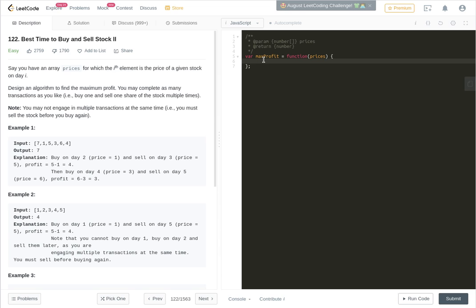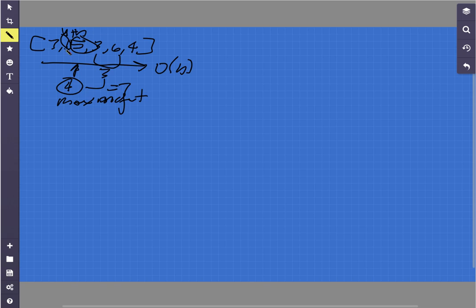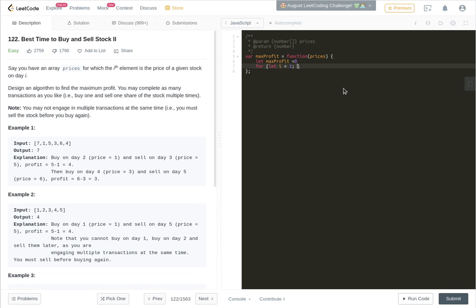Put my tablet away. Okay, so let's define this maximum profit. So let max profit equal 0. Let's iterate through the loop. So for, let i start at 1, not at 0, because we're going to start here so we can compare 1 minus 7. So we're going to start from 1 to prices.length, and increment it.